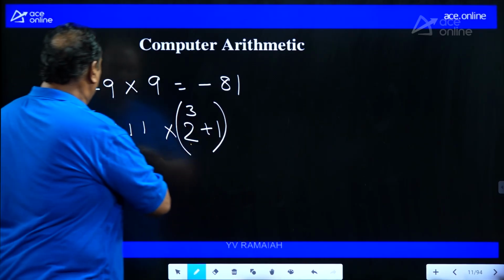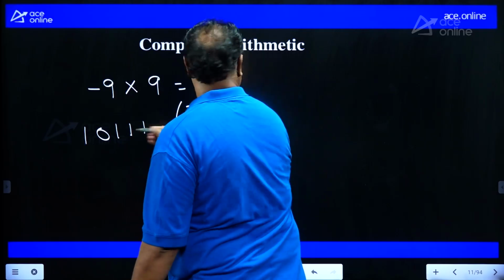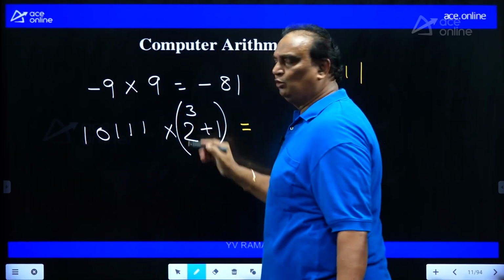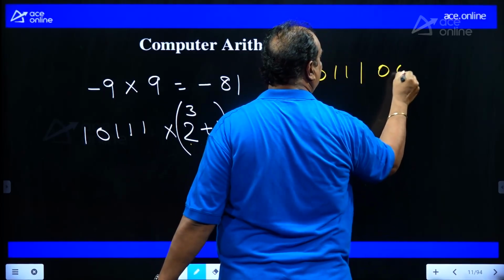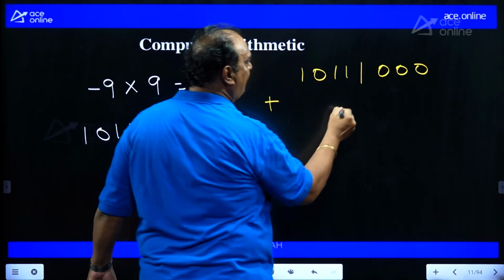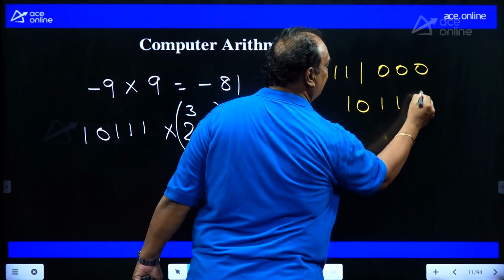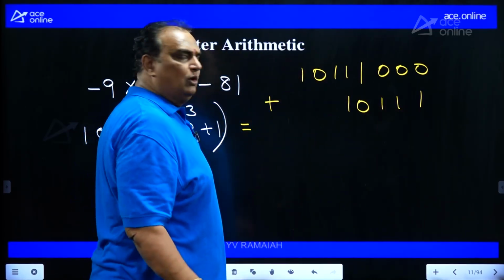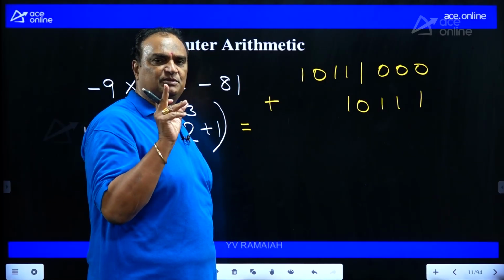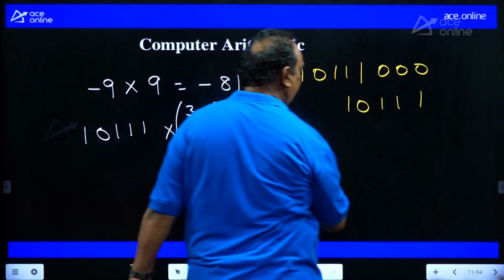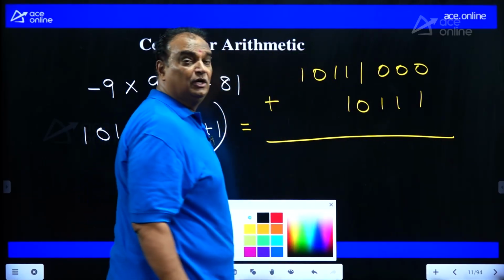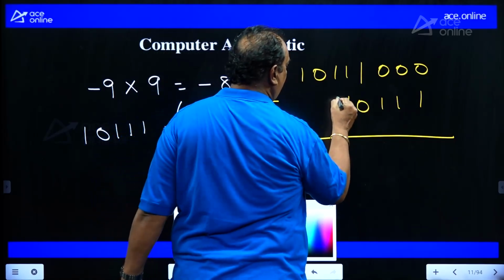Here, its value is simply 1, 0, 1, 1, 1 into 2 power 3, which means add 3 zeros at the right side, plus again the same value 1, 0, 1, 1. Add this one, but while performing addition on signed data, both data must be of the same size. That's why pad the sign bit to the left. Why? To equalize the data.